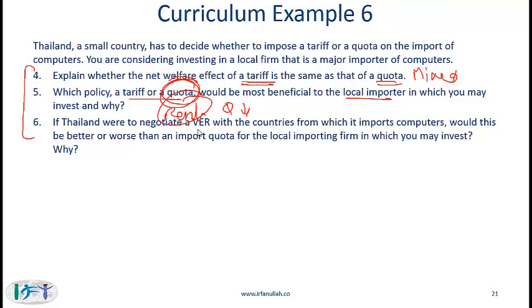If Thailand were to negotiate a voluntary export restraint with the countries from which it imports computers, would this be better or worse than an import quota for the local importing firm in which you may invest? The answer here is that the local firm will not benefit. All the benefit goes to the exporting firm. So generally, this is not a smart thing to do for the importing country.